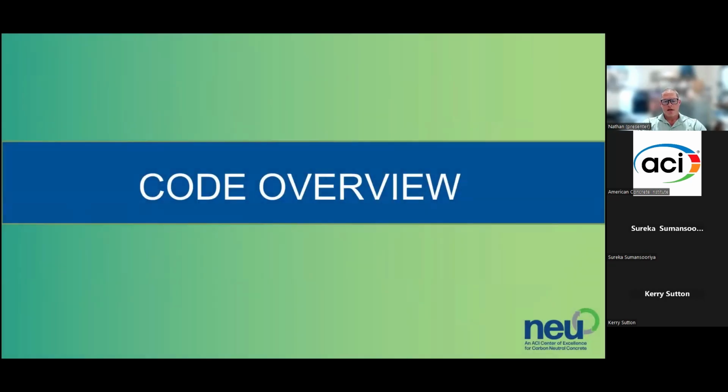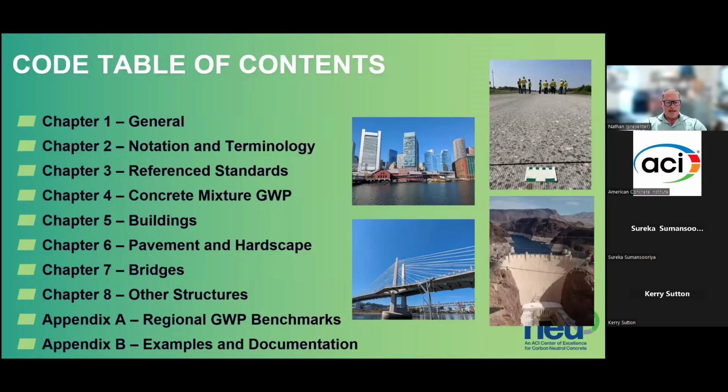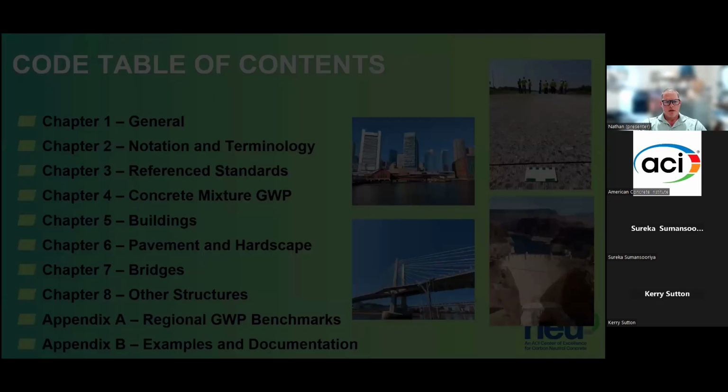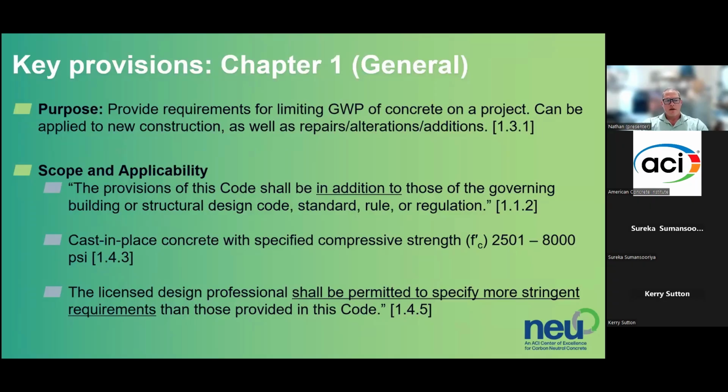Let's take a look now at how the code is structured. It has 8 chapters plus a couple of appendices. We're going to walk through how these chapters work and what you'll find in each one of them. So just like most ACI codes, Chapter 1 is kind of some general information. It talks about what the purpose of the code is, where it's applicable, where it's not applicable, who has control of this. What we'll find is that it says the licensed design professional, a term defined in Chapter 2, shall be permitted to specify more stringent requirements in the code, but not less stringent.